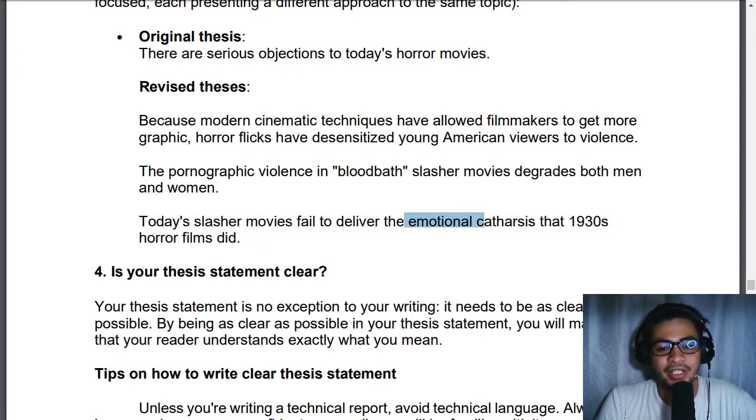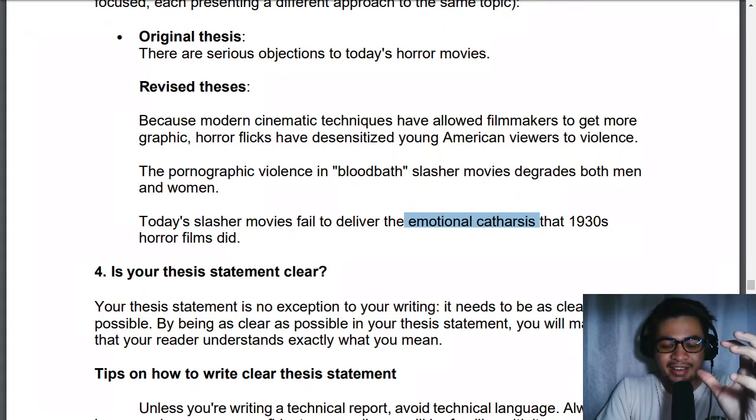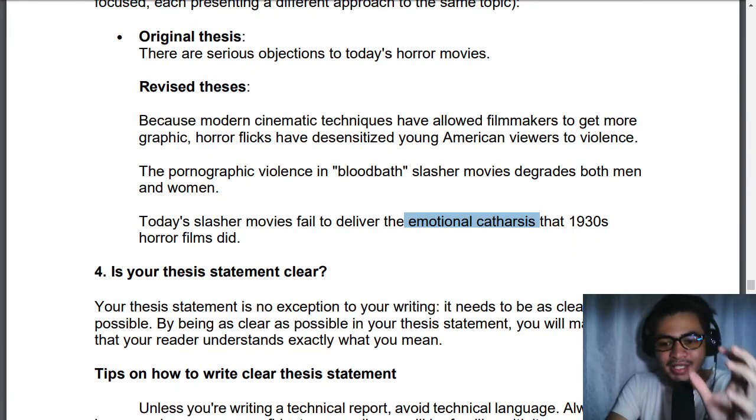So, the focus for this third one on horror movies is the emotional catharsis. It's very specific. There's a certain idea or argument that they want to present to the viewers. This is the argument. That's why I highlight the argument.